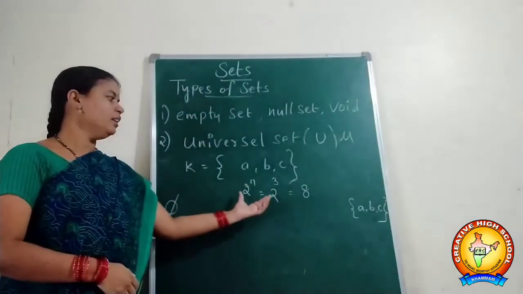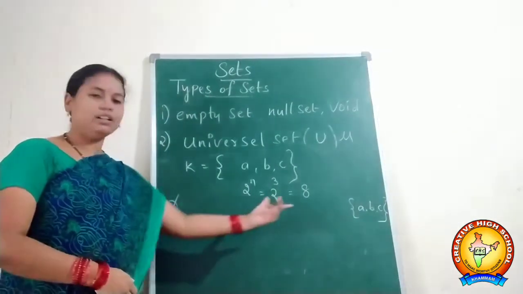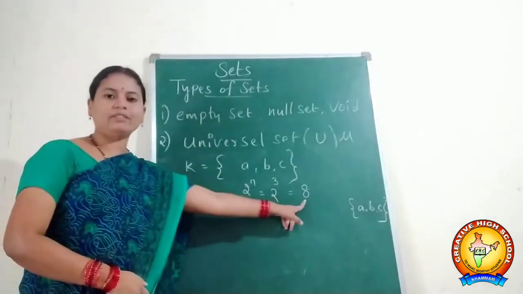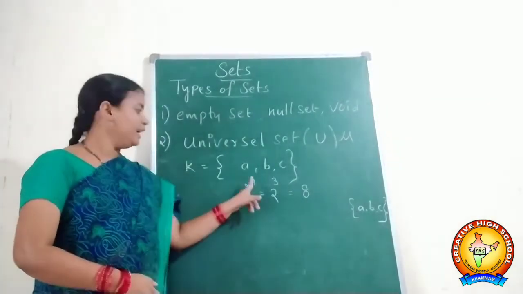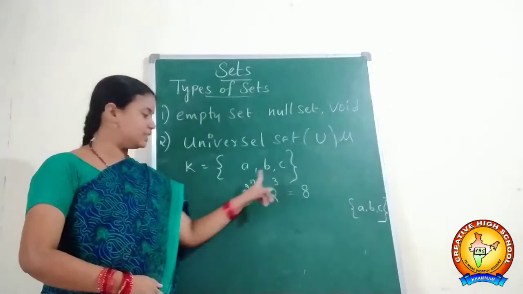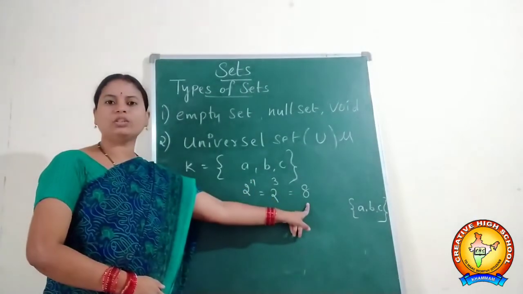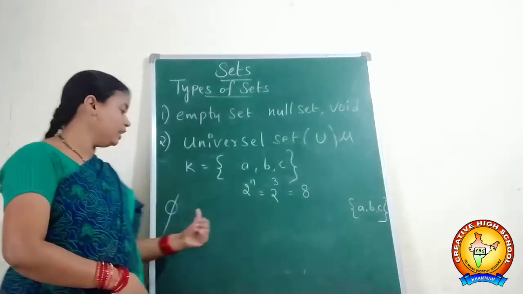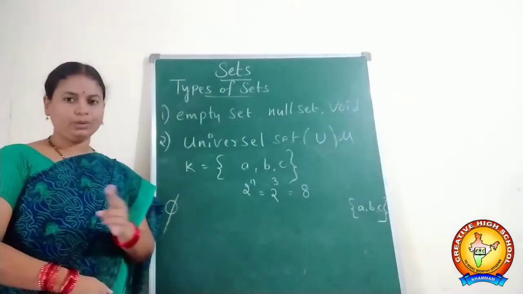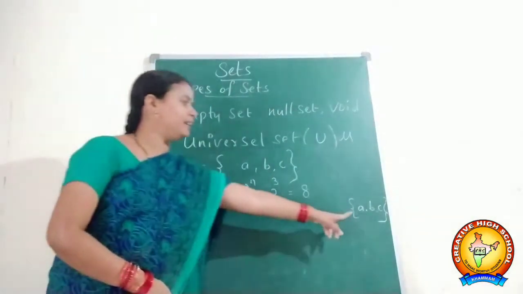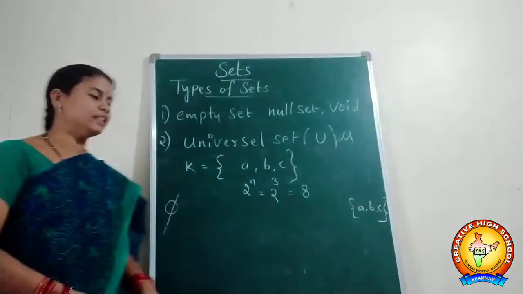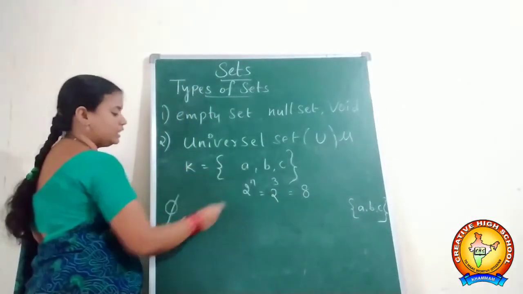Now the remaining 6 we have to write. Already we got 2 here. Total 8 subsets we are going to write, because 2 to the power of n is the formula, and n means the cardinal number of this set. So 2 to the power of 3, total 8 subsets. From that we already got 2, because phi is the subset of every set and every set is the subset of itself. Now let us write individually.